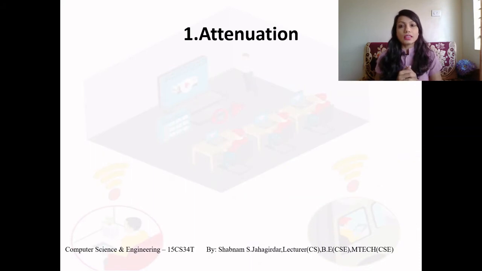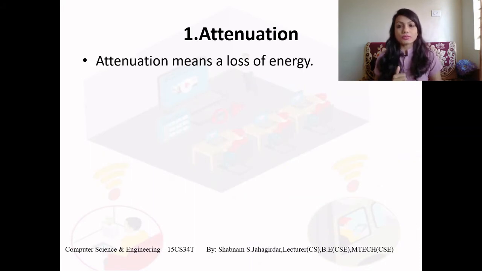So let's see the first one, that is attenuation. Attenuation means a loss of energy. Your signal, as it travels over a larger distance, will lose its energy. For example, if I consider this paper, and if I throw it, how much will it go? Till here. But if I wrap something in this and now I throw it, it has gone far away. So what is the meaning of that? We'll see in this slide.